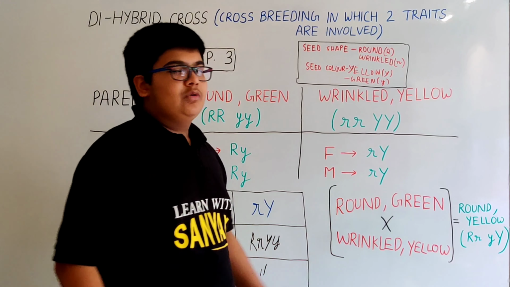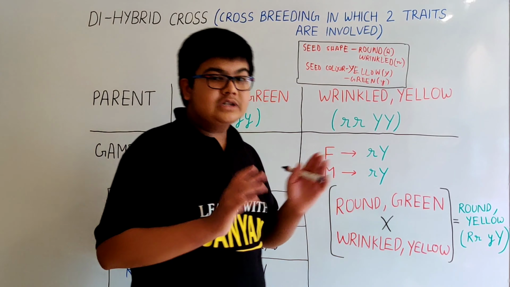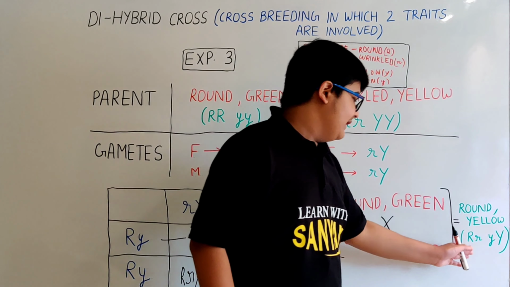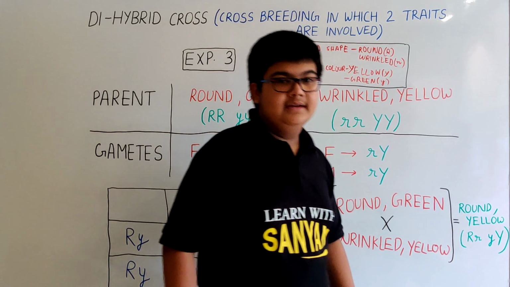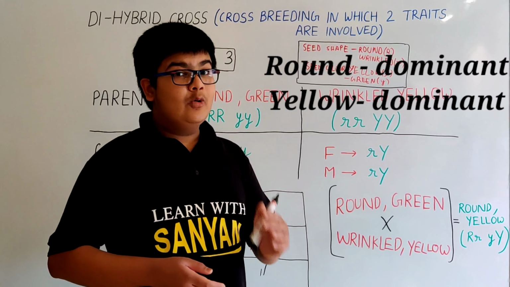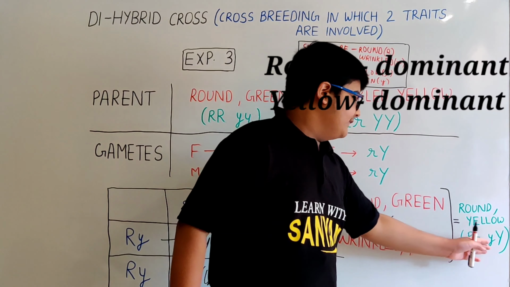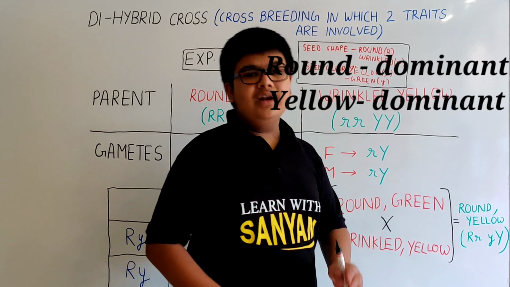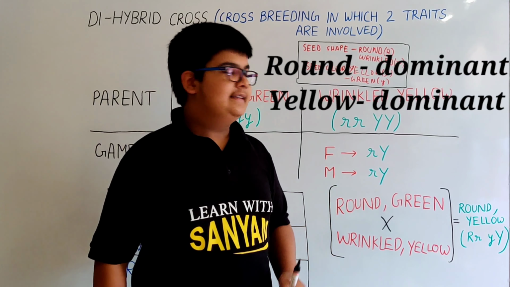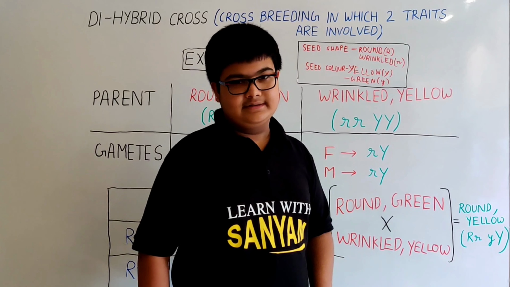And he found out that when round green and wrinkled yellow seeds are crossbred, then round yellow seeds are formed, that is capital R, small r, capital Y, small y. So this means that out of round and wrinkled seeds, the round trait is more dominant. And similarly, out of the yellow and green traits, the yellow trait is more dominant. That's why the offsprings showed the round and yellow traits.